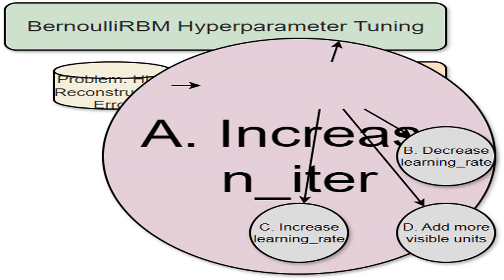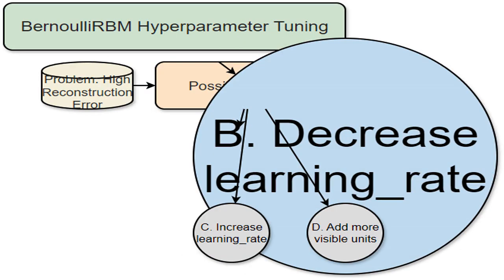Think of it like giving a student more time to study for a test. The more time they have, the better they're likely to do. So, increasing n_iter could potentially improve the model's performance by allowing it to better adjust its internal parameters and fit the data more accurately. The _learning_rate parameter determines how much the model's parameters are adjusted during each training iteration.